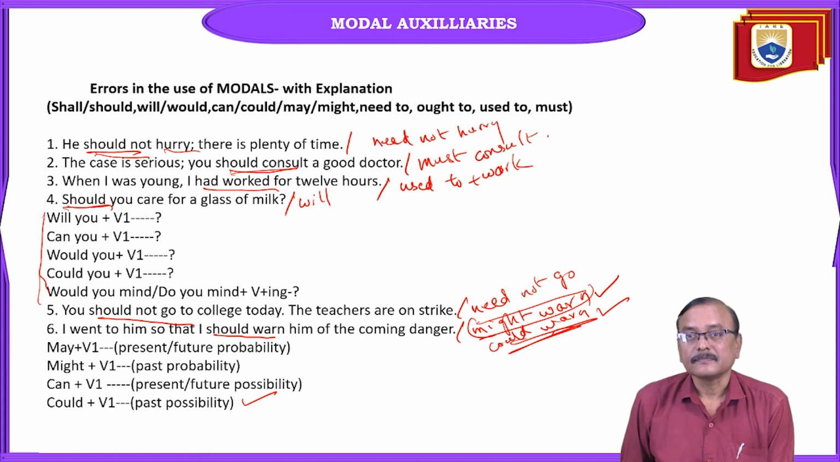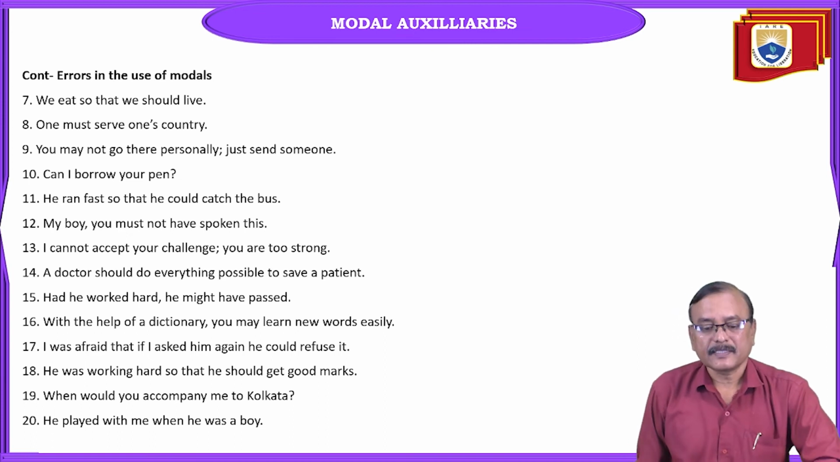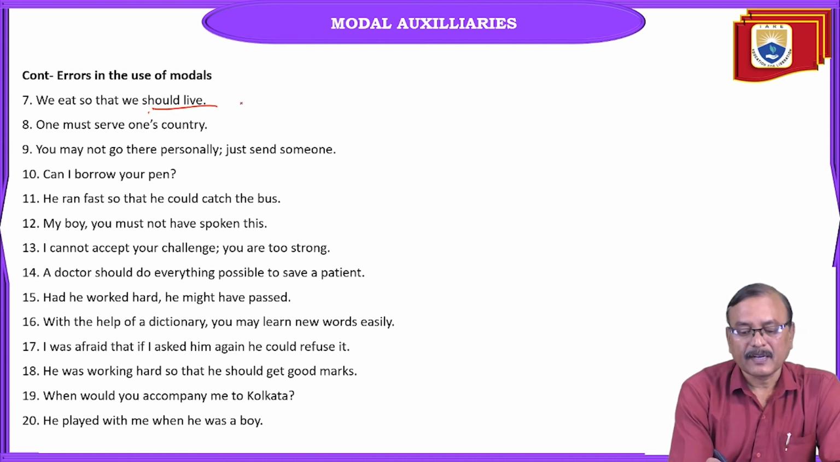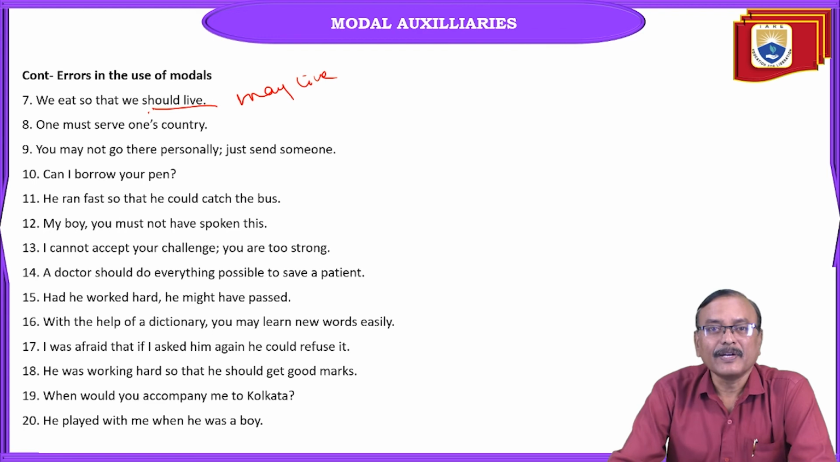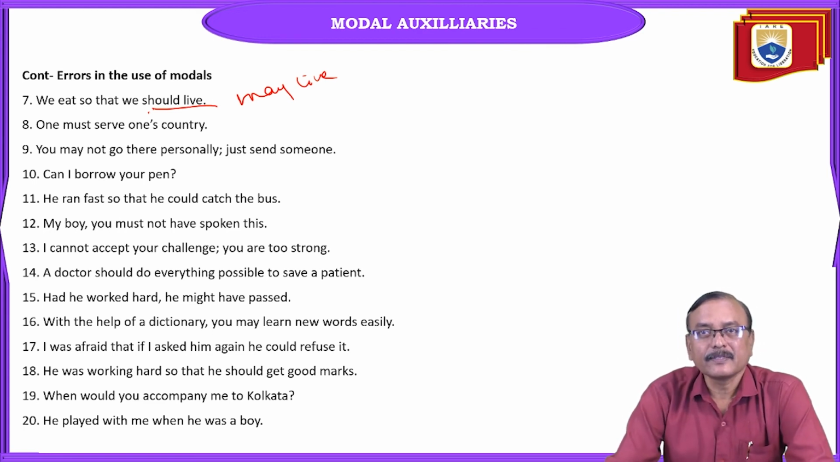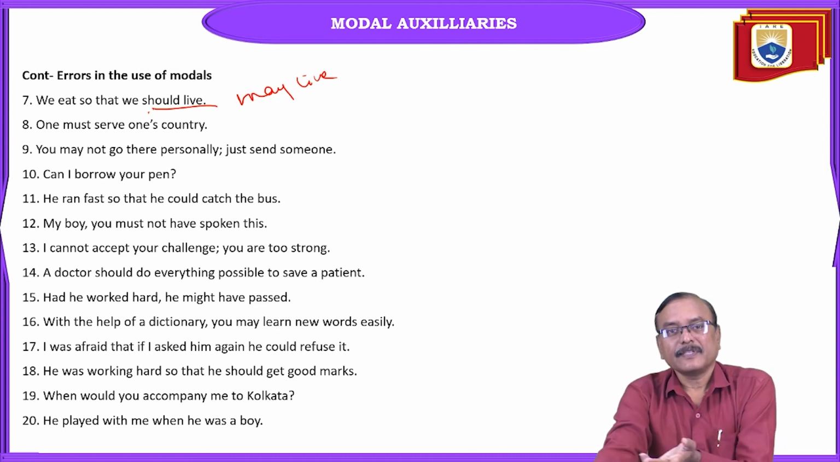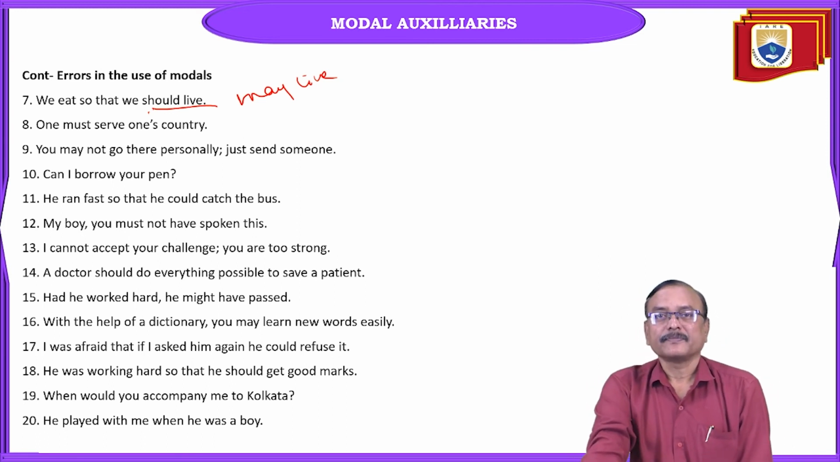Next. We eat so that we should live is wrong here. We may live, as a consequence. Why do we eat? We eat so that we may live. Okay, we may not live also. Here it is the probability, okay, the expectation. Okay, we may live longer. Okay, we eat usually. Right? We eat so that we may live.